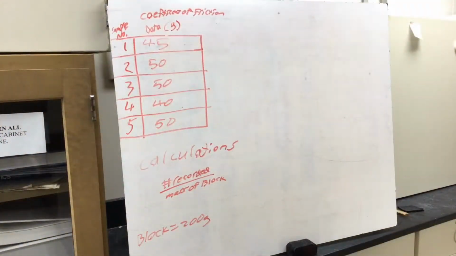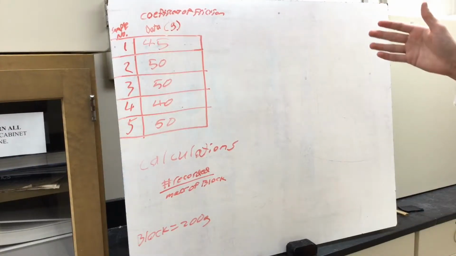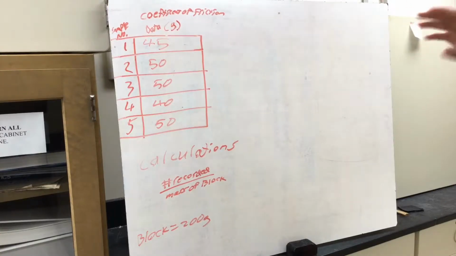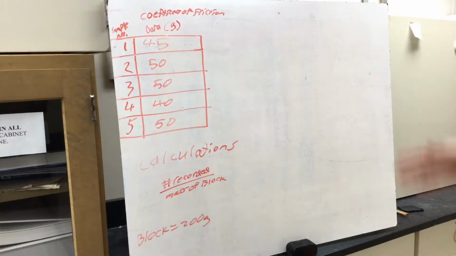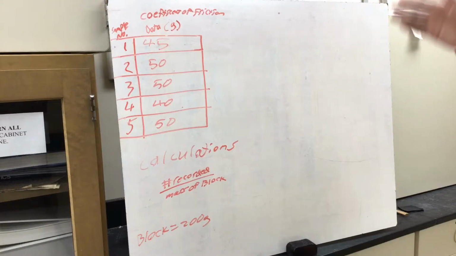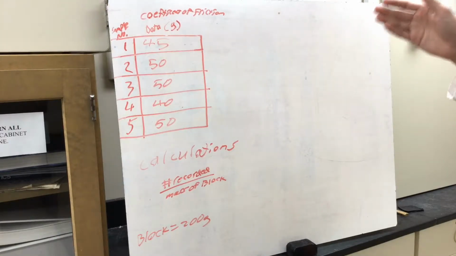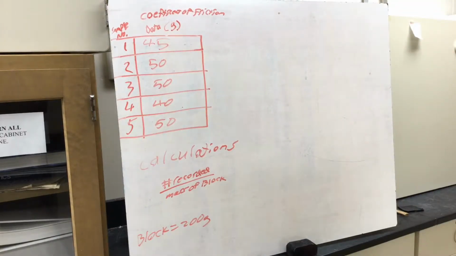Once you have all of your data recorded, it would look something like this. Now, when you're doing it in the actual lab, you'd have 5 different samples of 4 different materials, but for the sake of simplicity, we have one material with 5 different samples.